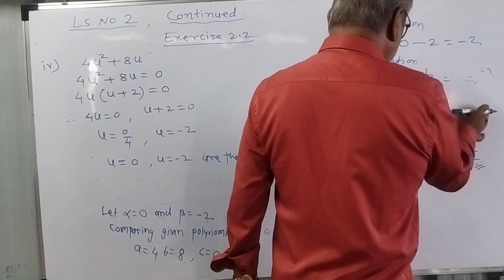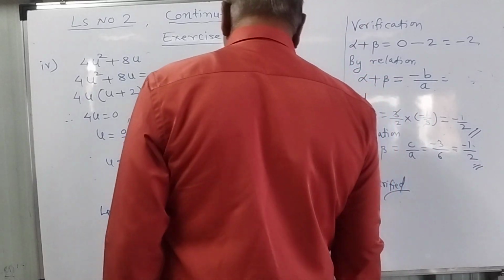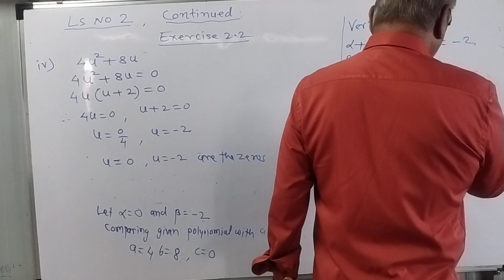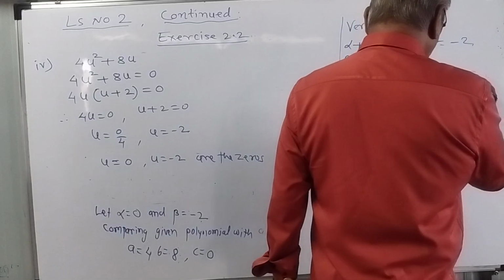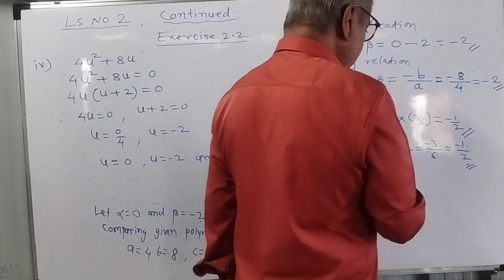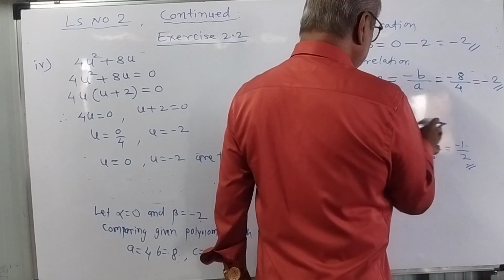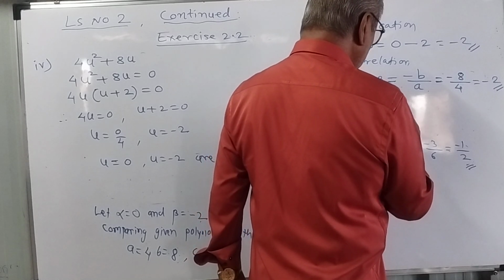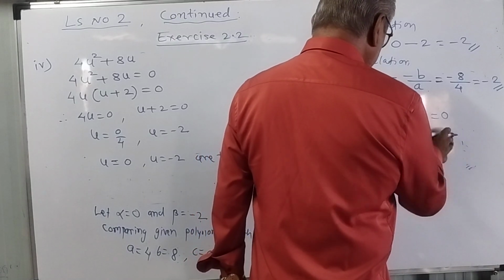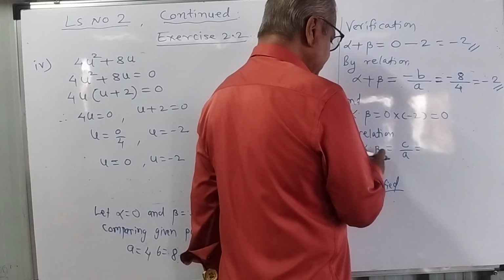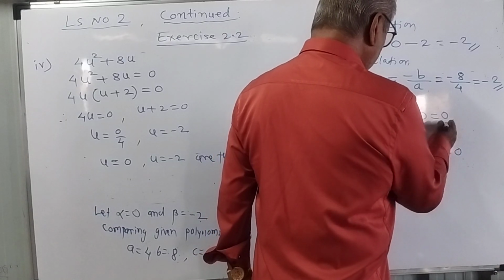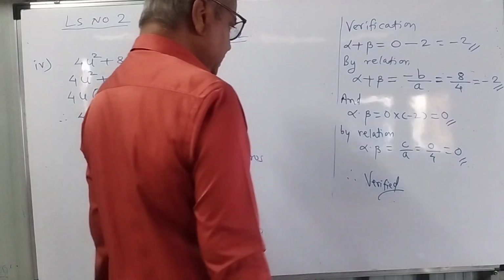By the relation, minus b upon a. What is b here? 8. So minus b, 8 upon 4. A is 4. So 4 ones and 4 twos, so minus 2. So sum of the zeros is verified. Product of zeros, 0 into minus 2, 0 into anything is 0. By the relation I can write alpha dot beta is c upon a. So c is 0, 0 upon 4, which is again 0. So product is also verified, hence the relation is verified.